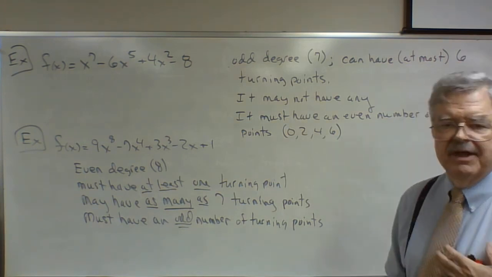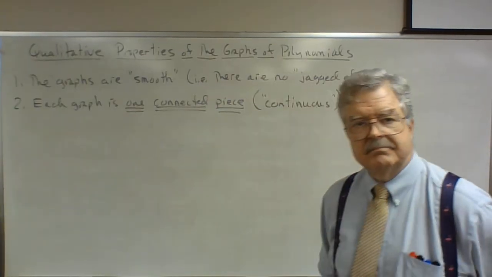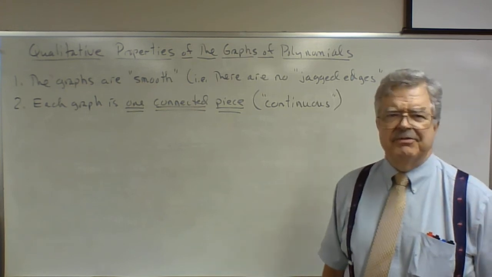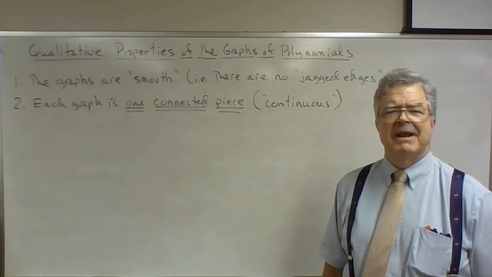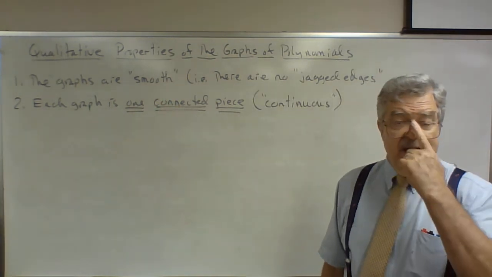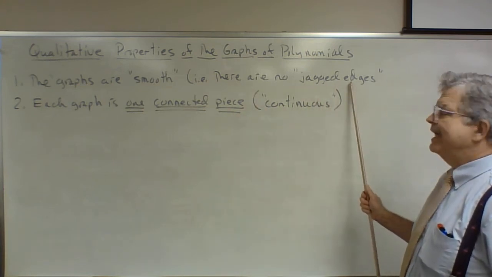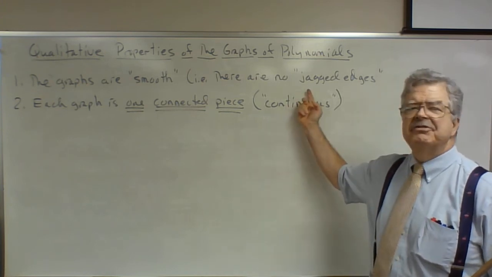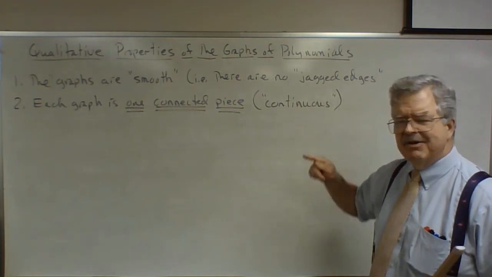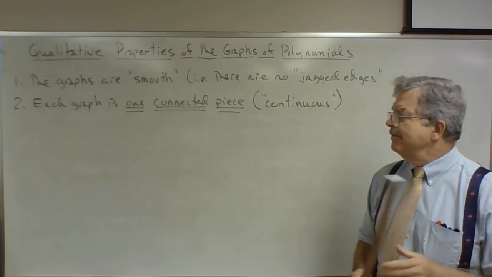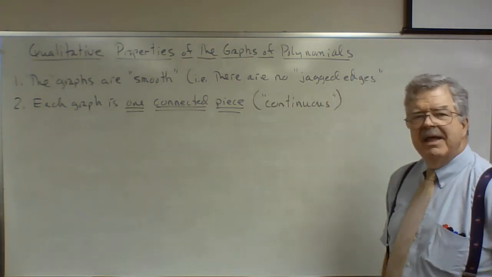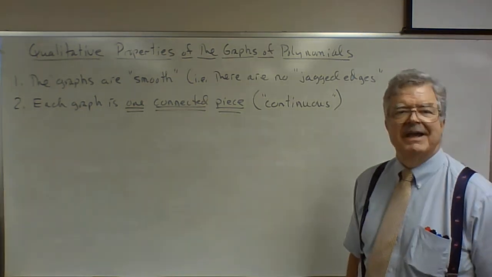Let's look at some more things: some qualitative properties of the graphs of polynomials. Just features that we can't measure mathematically, but we just observe qualitatively. First of all, the graphs are what we call smooth. The graph of a polynomial has no jagged edges. The graph does not come to a sharp point. There's no point on the graph where you could prick your finger and go, I'm bleeding. All of the edges are smooth, rounded edges, nothing jagged. We'll consider what that means in a minute via example.